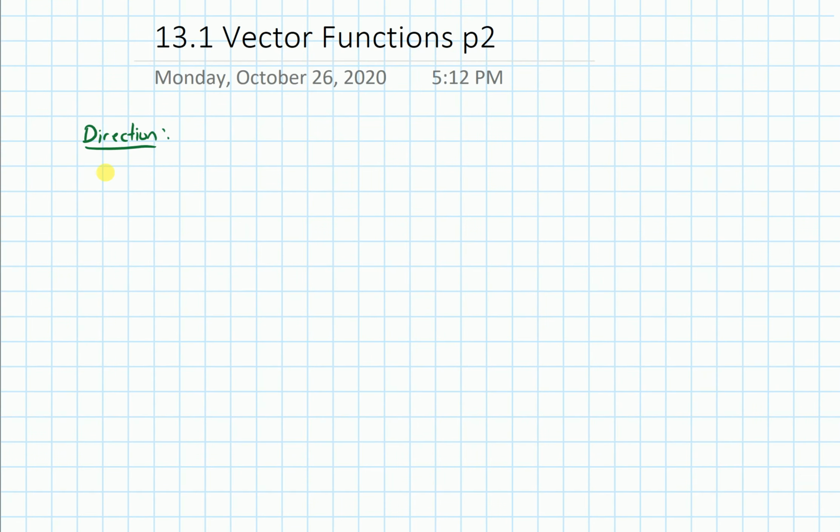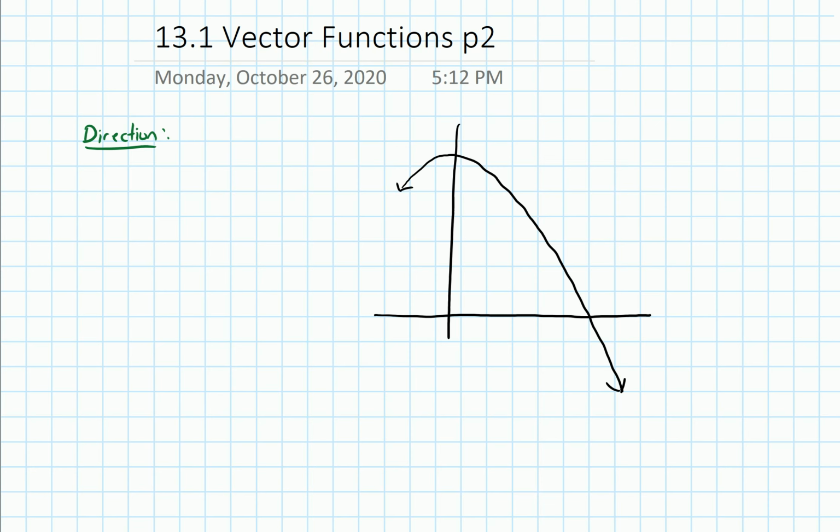All right, so let's talk about direction. I'm going to draw a picture. I'll have some axes, and I'm going to draw that parabolic path. I'll focus my picture mostly on one quadrant, but my parabola would extend infinitely this way, and it would extend infinitely that way.